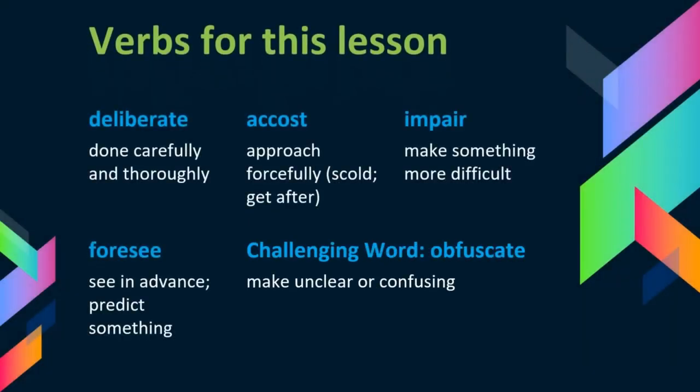Now let's review our verbs for this lesson. Deliberate, done carefully and thoroughly. Accost, approach forcefully. Impair, make something more difficult. Foresee, see in advance, predict something. And obfuscate, make unclear or confusing.